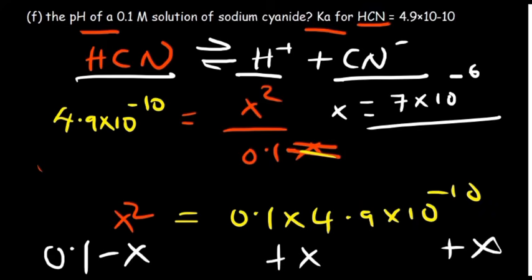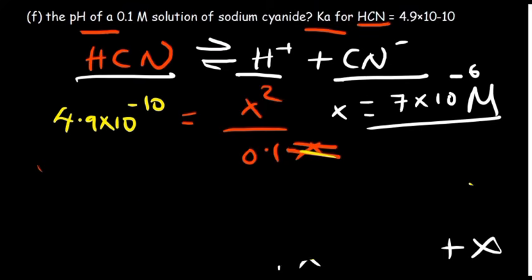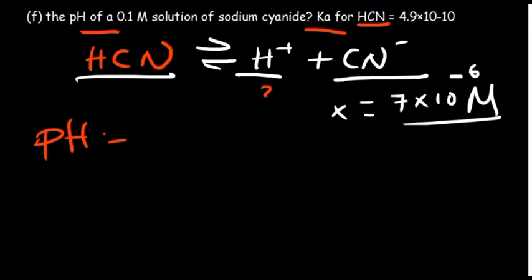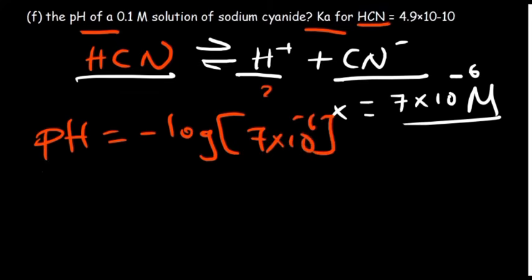So that is our concentration of the hydronium ion, on which we know that that is what the pH is dependent on. So basically our pH in this case is going to be the negative log of that concentration. So 7 by 10 to the power negative 6. So therefore our pH in this case is going to be 5.2. And we've answered it.